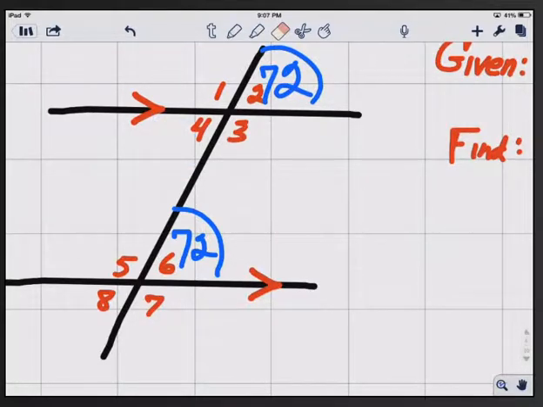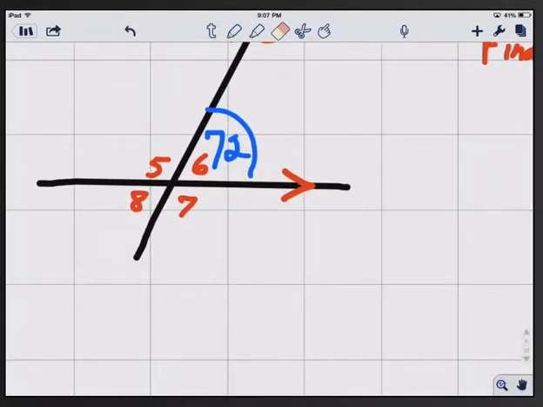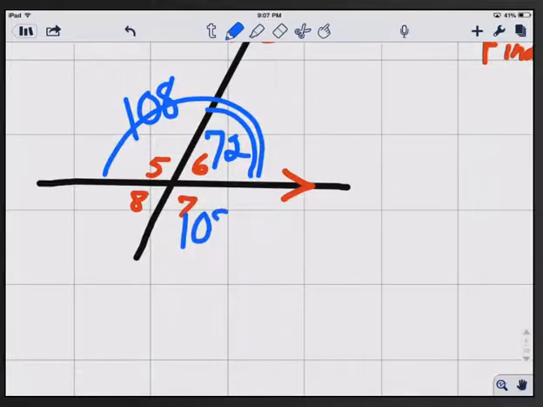And now that we have the measure of angle 6, we don't need the angles at the top anymore technically, so we can just work our way around this part of the diagram by saying angles 5 and 6 add to equal 180, so therefore angle 5 is 108, just like angle 1 was equal to 108 up above. Angles 5 and 7 are vertical angles, so there's another 108. 6 and 8 are vertical angles, so another 72.